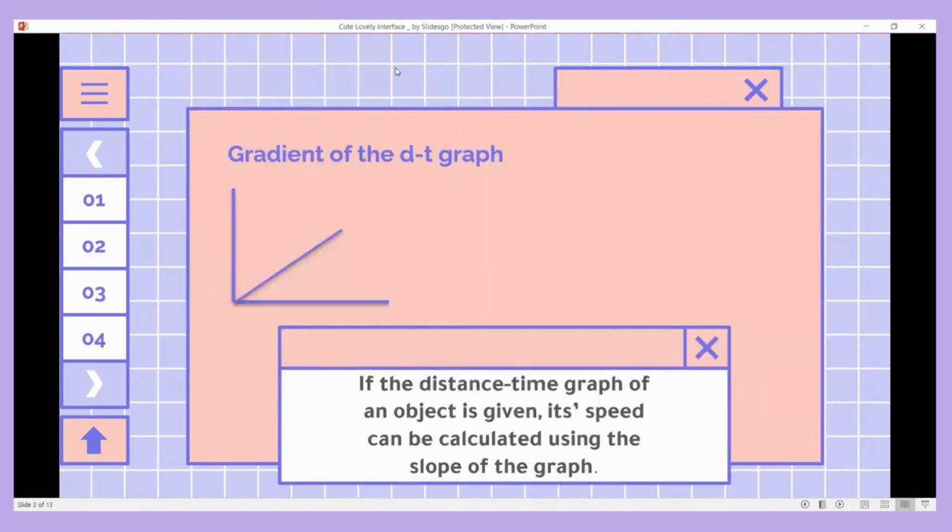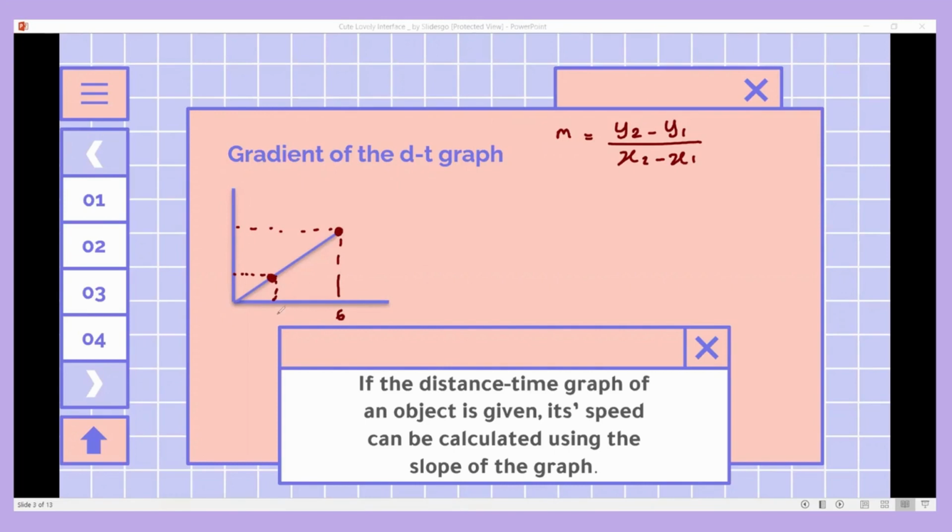And the gradient of the dt graph. So we know the slope or the gradient of the dt graph can be found using the equation. We know normally how to find the gradient. This is y2 minus y1 over x2 minus x1. So for example, if we are taking this graph and trying to find the gradient, we have to pick 2 points and get the x and the y values at each point.